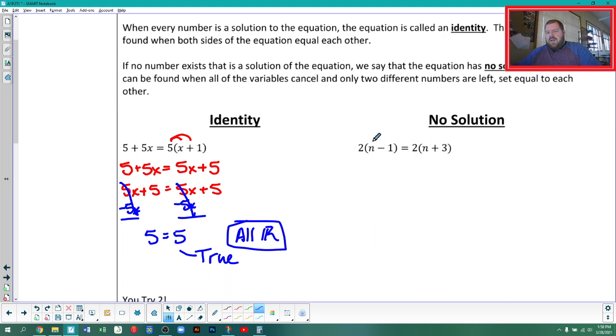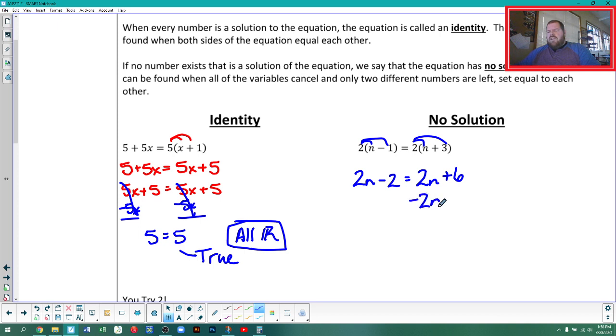Let's look at this one over here. So this one I would distribute 2n, 2 times n is 2n, 2 times negative 1 is negative 2. I would distribute also over here, 2 times n is 2n, 2 times 3 is plus 6. And this one, yeah, they don't look the same, right? I got a 2 over here, 6 over here.